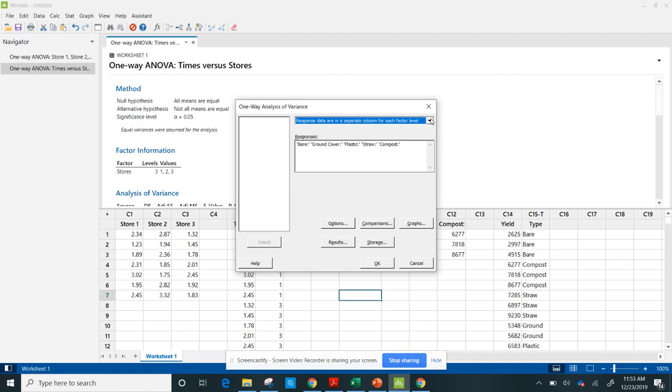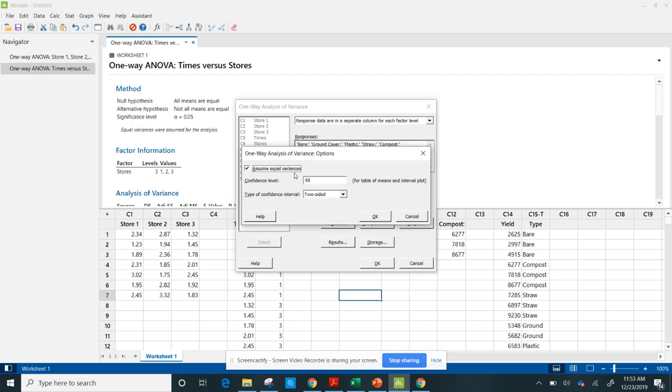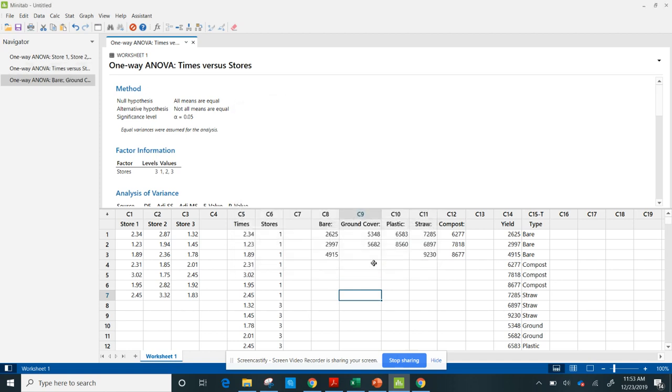So again, I do responses are in separate columns for each factor. Why? Because I look over here, I've got bare, ground cover, plastic, straw, and compost. They each have their own column for each type. So again, if I want to call to them, I need to click on bare, ground cover, plastic, straw, and compost. You don't have to put them in order, but I do to make it easier on myself. Then I hit options. Again, assume equal variances, 95, since my level of significance is 5%, and two-way because I want the confidence intervals. I hit OK, and I hit OK.